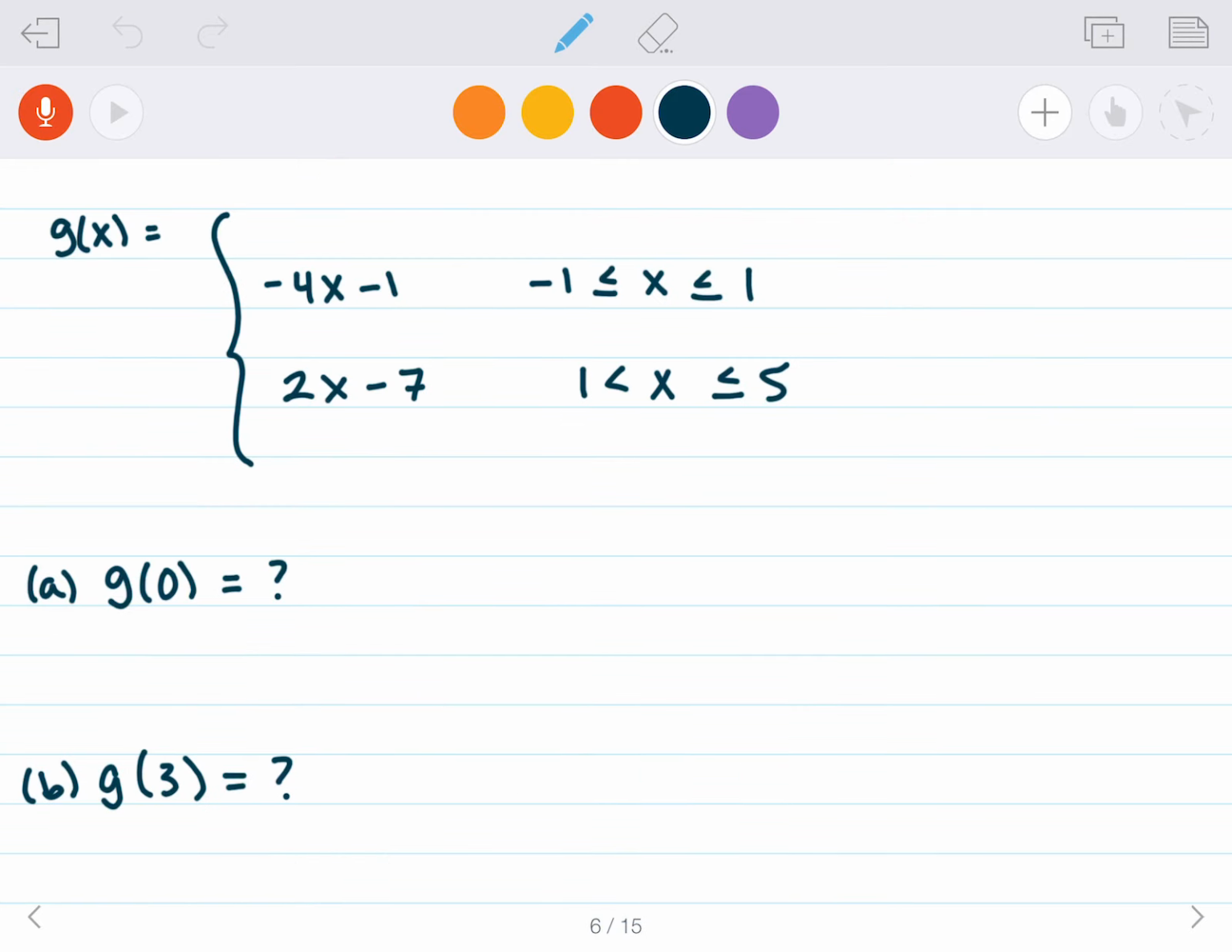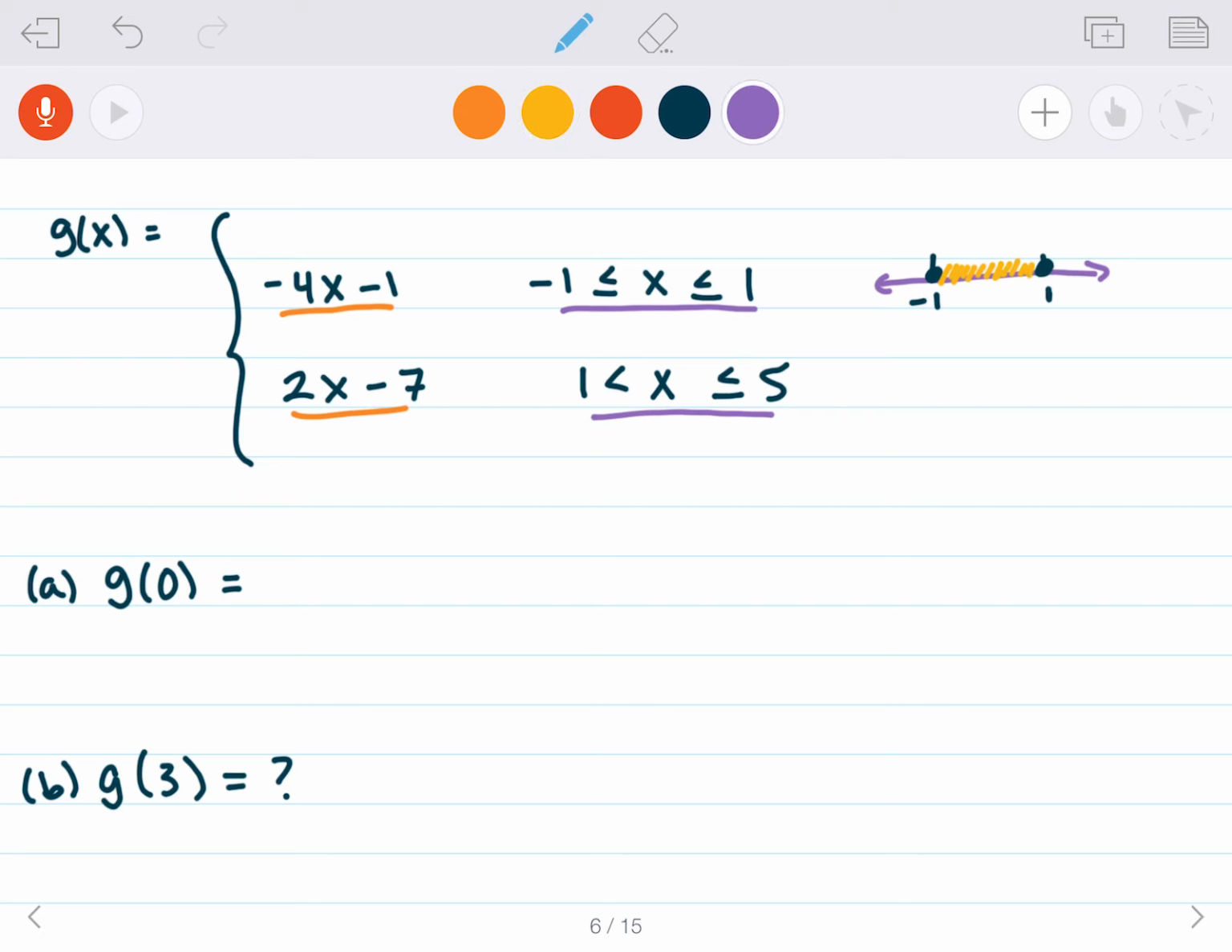Okay, so let's look at this example. On the left, we have our two rules for the piecewise function. On the right, we have our domain for these rules. If it helps you, you can always make a number line for each of these. Like the first one, we have x between negative 1, including negative 1, and positive 1. That's going to be this region right here.